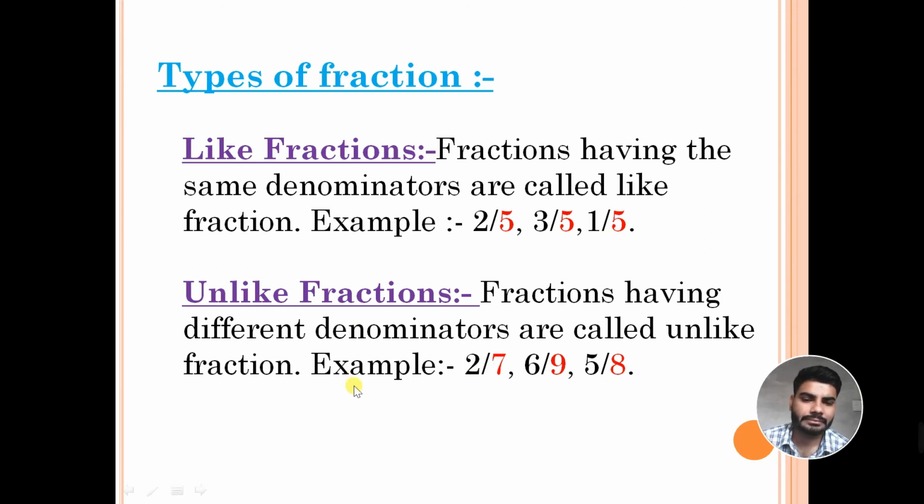Unlike fractions: those fractions having different denominators are called unlike fractions. For example, 2 by 7, 6 by 9 and 5 by 8. So here the denominators are 7, 9 and 8 and these are different from each other. That's why this set of fractions will be called unlike fractions.